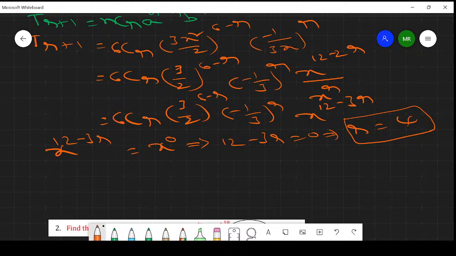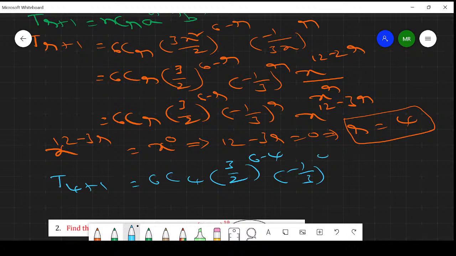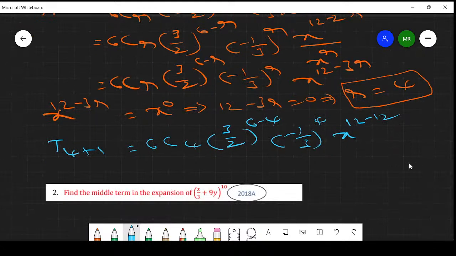Now in the above step, replace r equal to 4. T(r+1) we know. Now I can substitute here 4 plus 1: 6C4, wherever r write 4, (3/2) whole power 6 minus 4, (−1/3) whole power 4. If we write x power also, now we can verify: 12 minus 12 it comes. If you verify, no problem, because we want it independent of x.